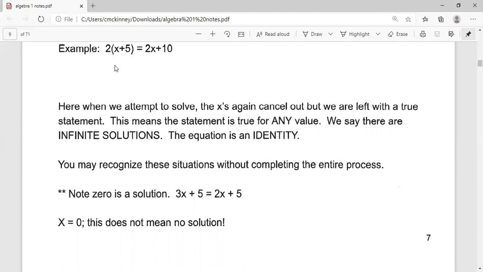It's when the x's are completely gone, there's no x on either side, and the numbers you're left with are not true. That's when it's going to be no solution. And you are going to practice that in J7.